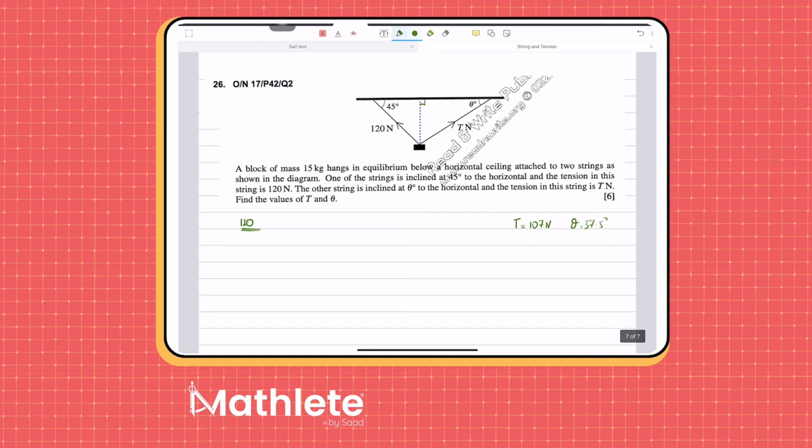Let's break down the 120 Newton force. Quickly, tell me the vertical component of the 120 Newton force. 120 sine 45. And where will this be acting? This must be acting upwards. Now quickly tell me the horizontal component of the 120 Newton force. What will this be? 120 cos 45, that's correct. And where will this be acting? This will be acting horizontally, towards the left.